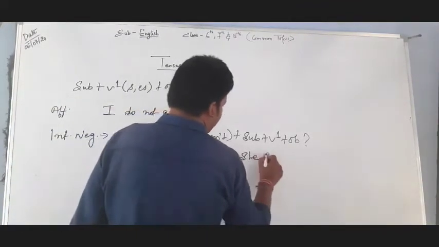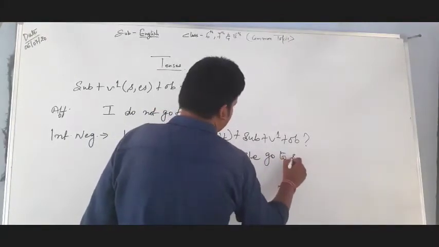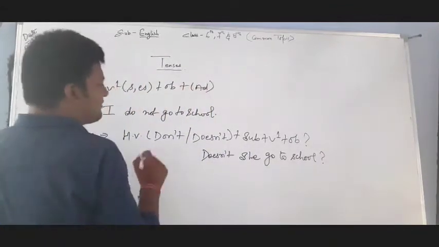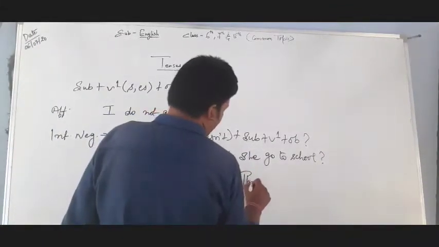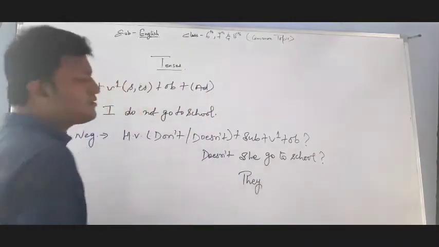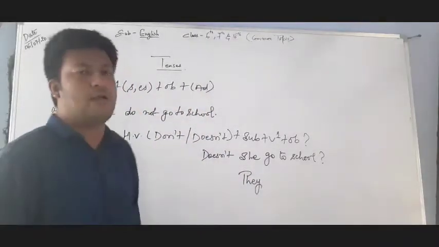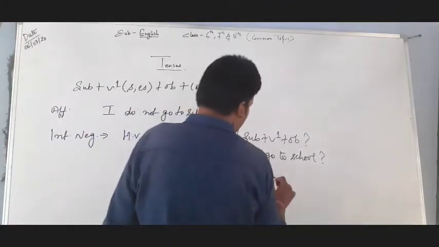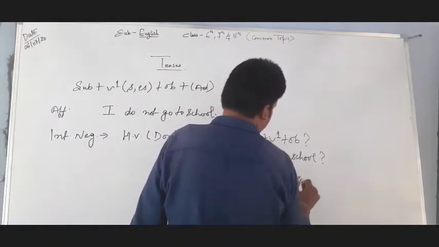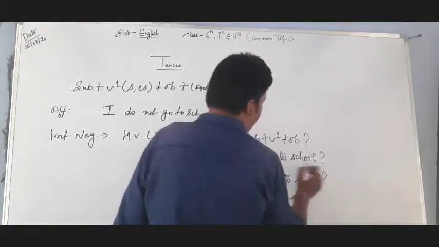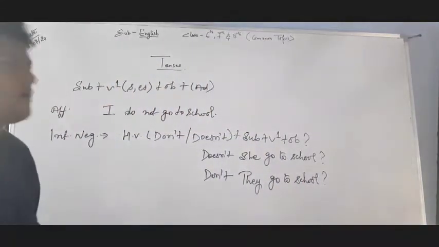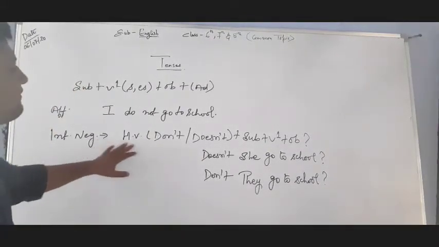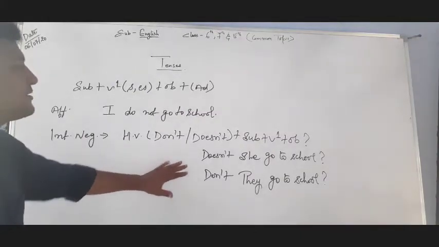D-O-E-S-N-T. Doesn't she go to school? Or if I choose the subject as they. Now they is third person but not singular. They is plural. So I write don't. Don't they go to school? So this is how we form interrogative negative sentence of present simple tense.